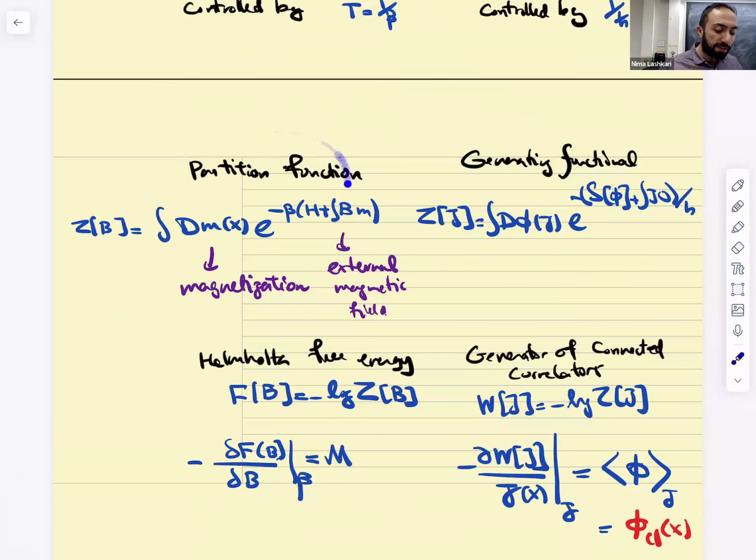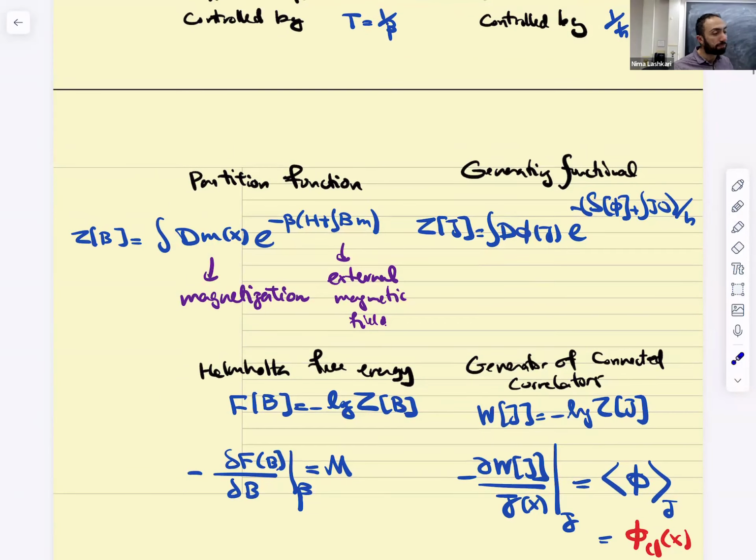So the partition function on this side is Z of B, right? Which is a path integral over magnetization. We saw that, right? e to the minus beta H plus integral of B times M, right? The generating functional is the QFT analog of that, which is a path integral D phi, Z of J, e to the minus S of phi plus J phi. Here there's 1 over h bar.